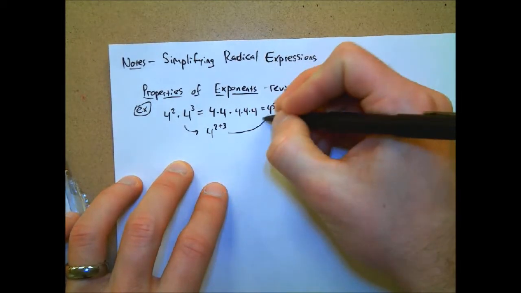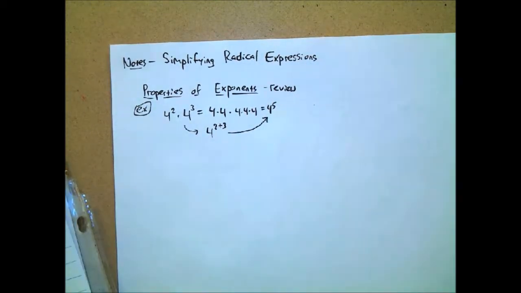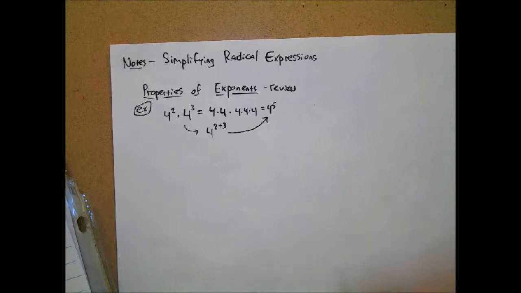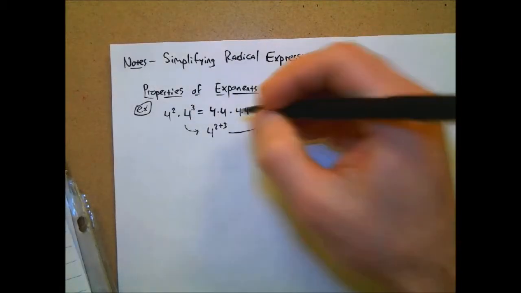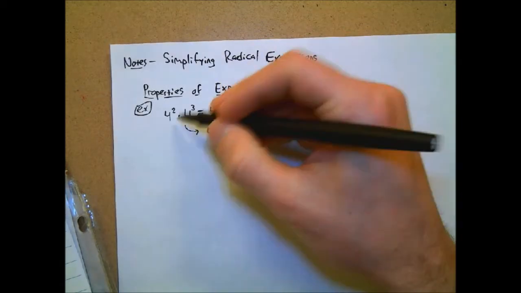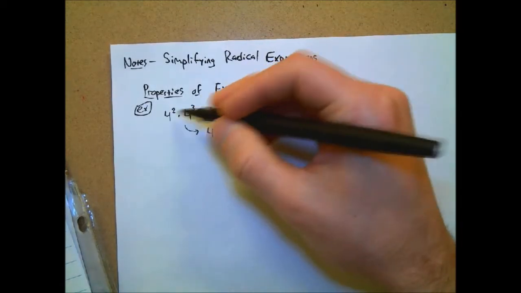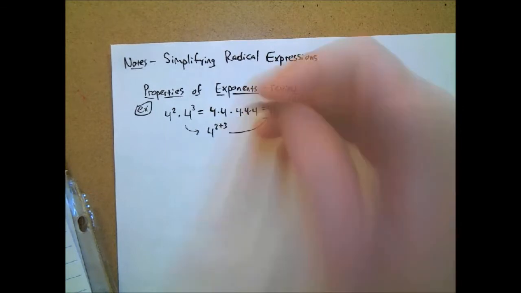We get our answer there. Exactly right. So that's one of our properties right there. When you multiply two numbers with the same base, you add the exponents.